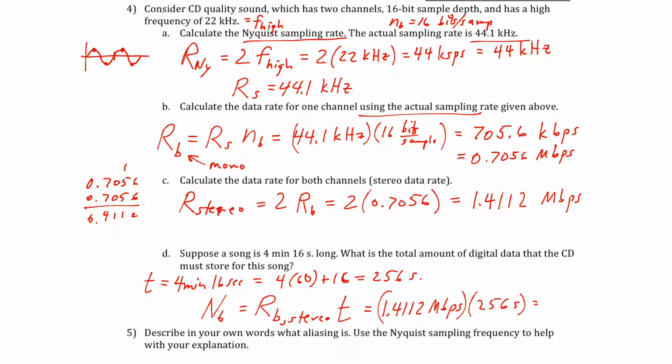And I'm going to get 361.267, and this is megabits. And I'm going to divide this by 8 to get megabytes. And I get 45.16 megabytes.